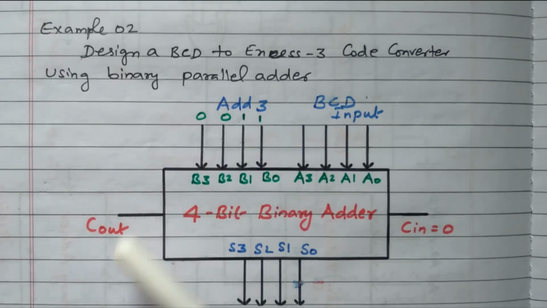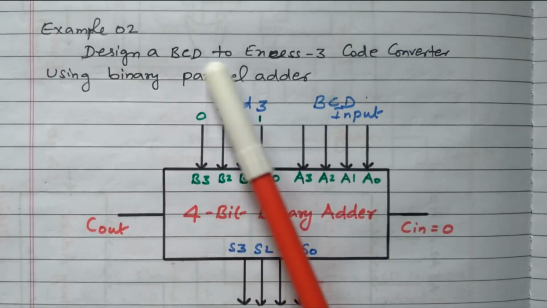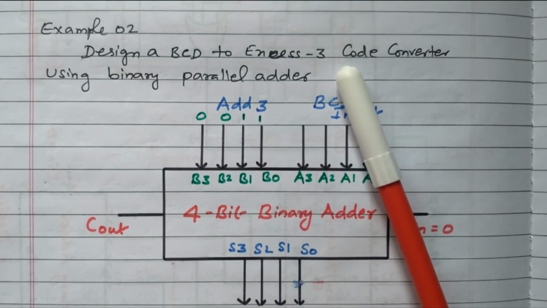Viewers, in this video we will see the design of BCD to XS3 code converter using the 4-bit binary adder.